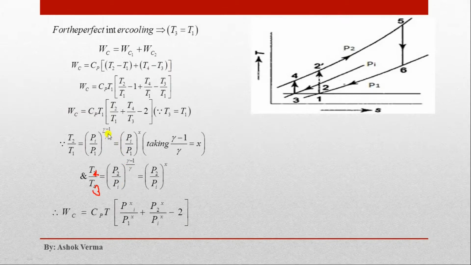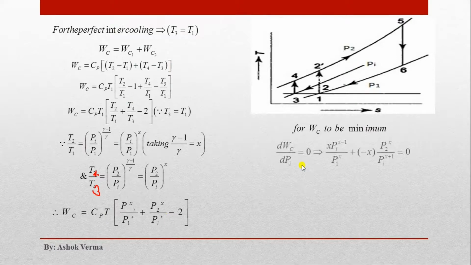And we will put the value of T2 by T1 and T4 by T3. So T2 by T1 is equal to Pi by P1 to the power x, and T4 by T3 will be P2 by Pi to the power x. So for minimizing the compression work, we will differentiate this with respect to Pi, because P1 is fixed and P2 is fixed, while Pi, the intermediate pressure, we can vary. So we will differentiate this equation with respect to Pi.